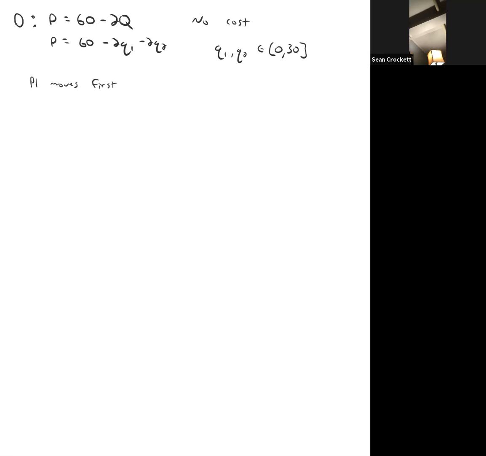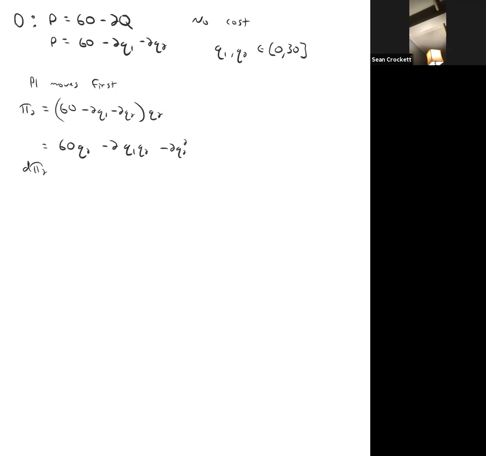So that means that we start in the second period. We start with player 2, and we set up a profit function. Profit for player 2 is going to equal price times quantity. So 60 minus 2Q1 minus 2Q2 times Q2, which is 60 times Q2 minus 2Q1 Q2 minus 2Q2 squared.